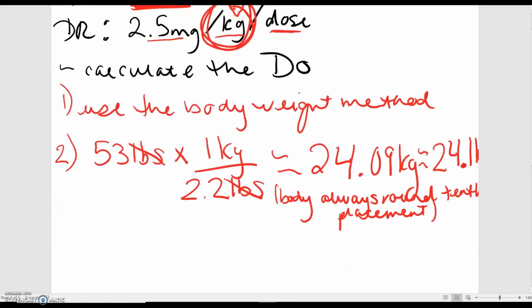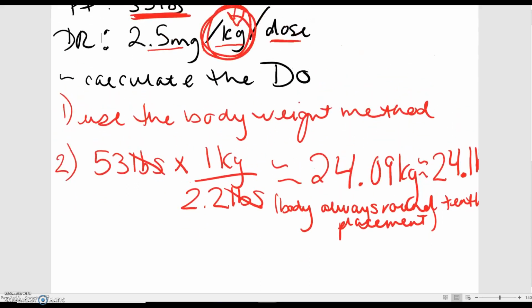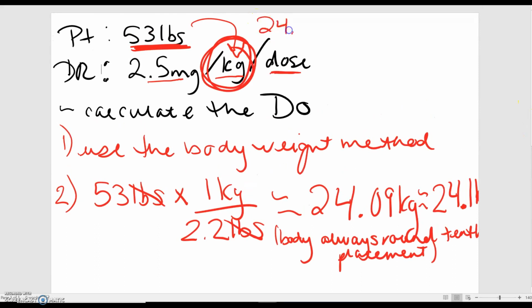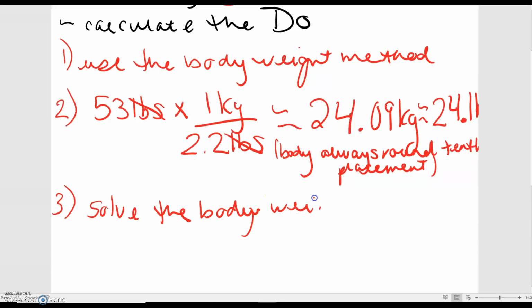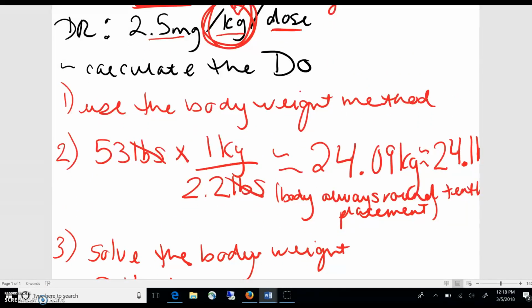Okay? So now that we have determined the patient's weight, we've changed the patient's weight to match the regimen. So now the patient's weight is what? 24.1 kilograms. Now that it matches the regimen, you can now just solve the body weight method by just multiplying it out, which is 24.1 kilograms times that dose regimen of 2.5 milligram per kilogram.